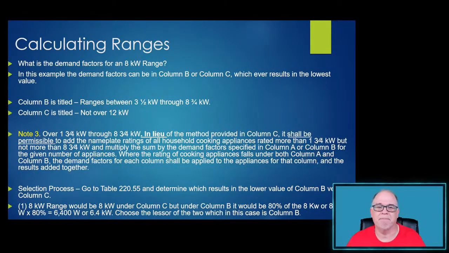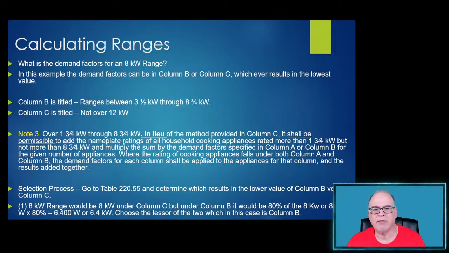So let's look at it. All right, so column B is titled ranges between 3.5 kW through 8 3/4. Column C is entitled not over 12. Well, obviously this 8 kW range falls into both of these columns. All right, so let's read this again now that we can absorb what that in lieu means, and then we can get the picture.